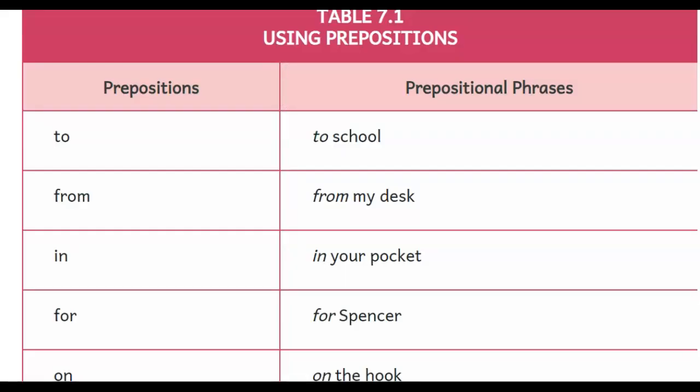Here we have some more examples. So here we have the prepositions to, from, in, for, and on. So to school is a prepositional phrase. If I took my sister to school, this word to would be connecting this word school to the rest of the sentence. From my desk, in your pocket, for Spencer, on the hook. These are all examples of prepositional phrases.